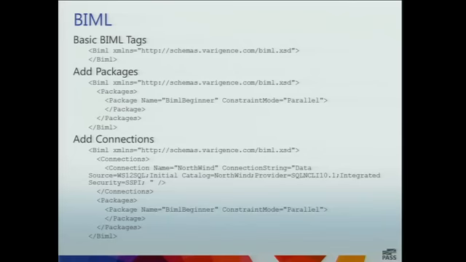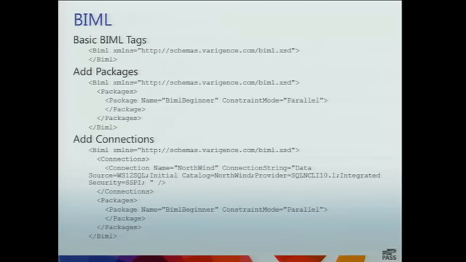We add a packages tag right there, which allows us to define one or more packages. Then each package, we give it a name and a constraint mode. Those two properties are required. And then when we've defined everything in the package, we end the tag for package. We open up a new packages, then we end the tag for packages, and we end the tag for BIML.